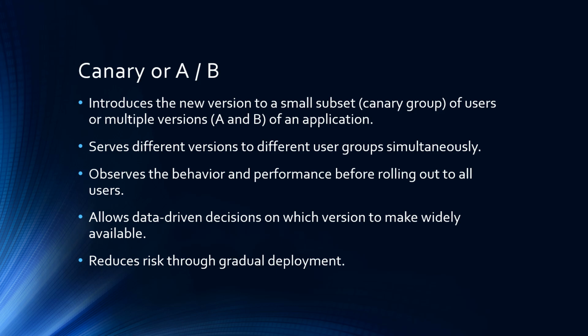You need robust monitoring and analytics in place to make data-driven decisions. You also need to ensure your application can handle running multiple versions simultaneously, which might affect your database schema design and API versioning strategy. Start with a very small percentage of traffic, 1 to 2%, and gradually increase it as you gain confidence. Make sure you have clear criteria for what constitutes success or failure, and have automated rollback procedures in place. Also, consider using feature flags in conjunction with canary deployments for more fine-grained control.